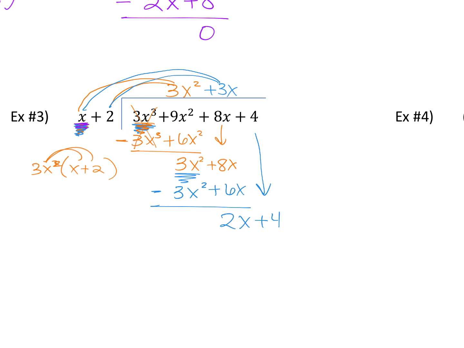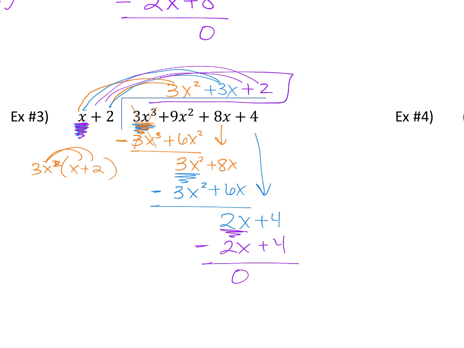Now you're saying x times what equals 2x? That's a positive 2. So now distribute that 2 to both things: 2x plus 4, and subtract. You get 0, which means you have no remainder. There's nothing else to bring down. So your answer is 3x squared plus 3x plus 2.